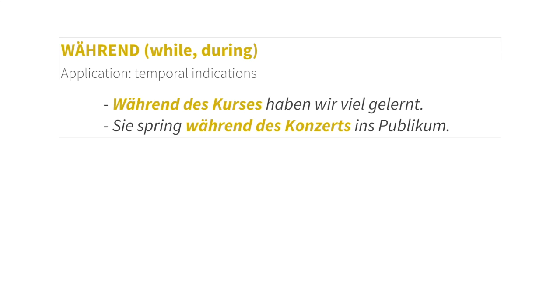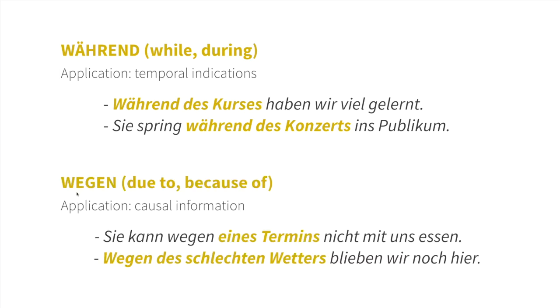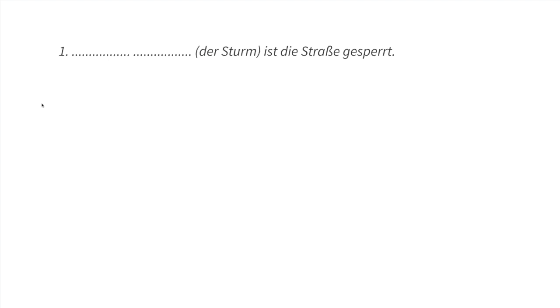Next preposition. Wegen, due to or because of. Application causal information. For example, sie kann wegen eines Termins nicht mit uns essen. Wegen des schlechten Wetters bleiben wir doch hier. So, because of the bad weather, we will still stay here. Let's do some exercises with the genitive prepositions.